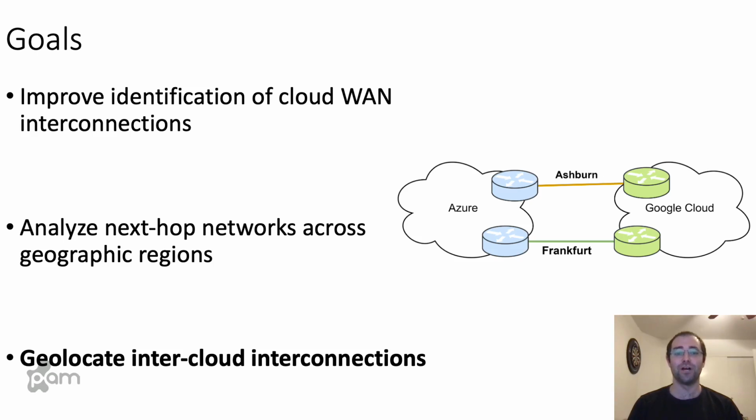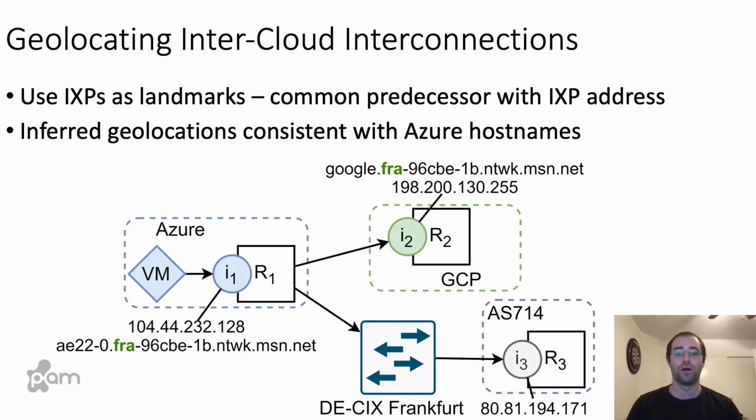And the last thing we tried to do is to geolocate the interconnections between the cloud networks. Our basic strategy was to use IXPs as landmarks. Each cloud appears to peer extensively at IXPs, and we know where these IXPs are since that information is listed in PeeringDB and IXPDB. When a cloud interconnection IP address shares a common predecessor in our traceroutes with an IXP address, we infer that the interconnection occurs in the same city as the IXP. This is because we expect that the common predecessor is likely on a router co-located at the IXP.